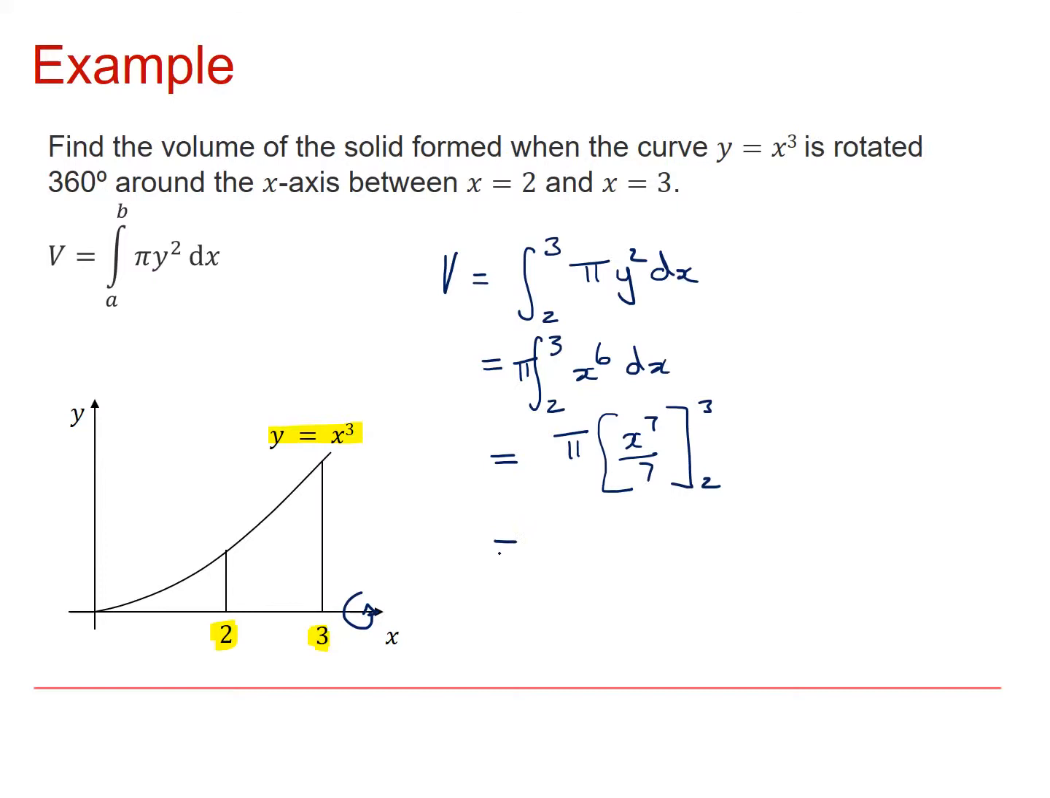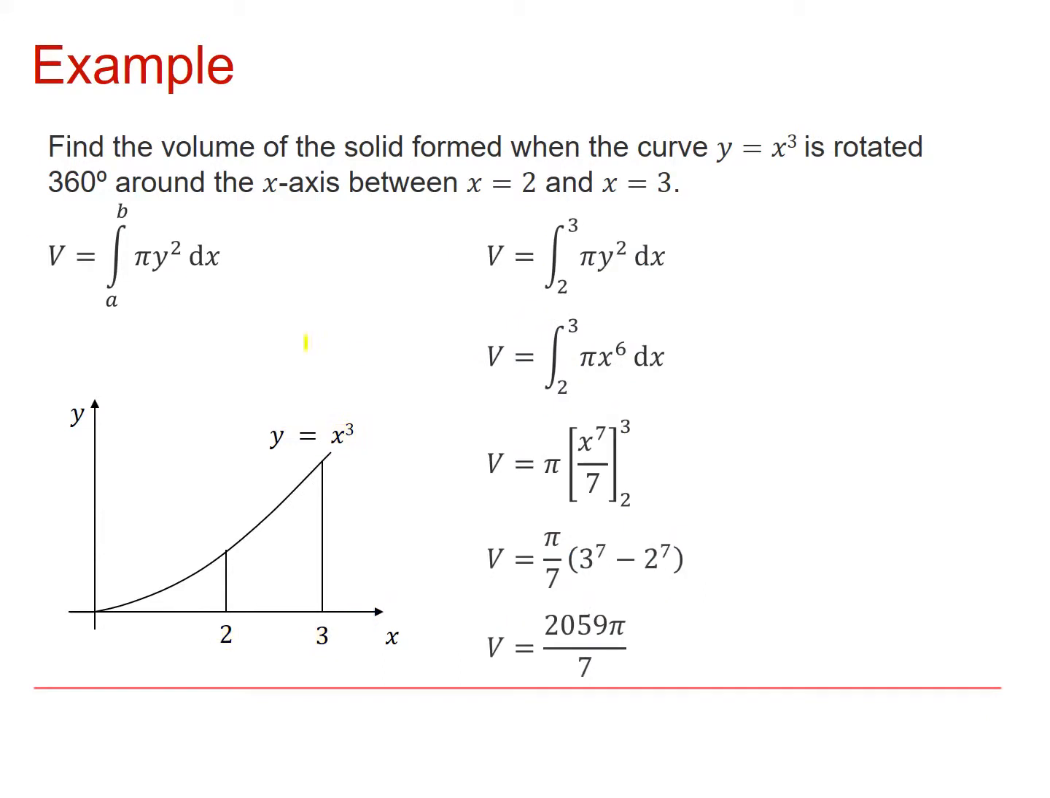So plugging those limits in, I'm going to take this over 7 out as well, so pi over 7 times 3 to the 7 minus 2 to the 7, which turns out to be 2059 pi over 7. Again, there's that working tidied up for you. So set up the integral between the limits with the function, integrate, work it through, and there's my final result.